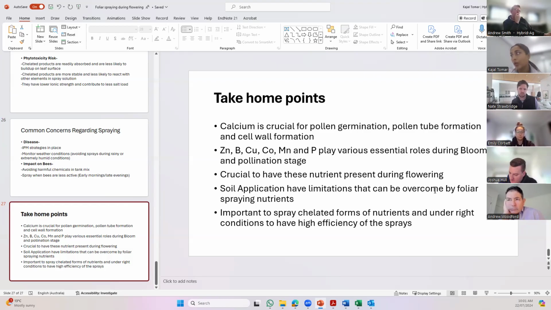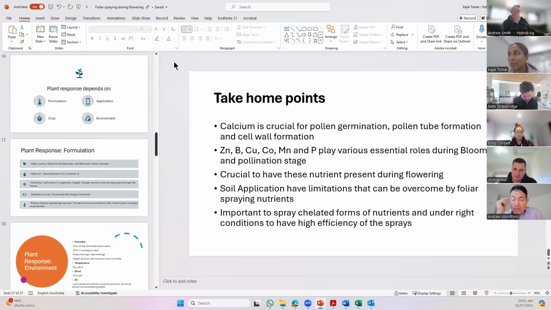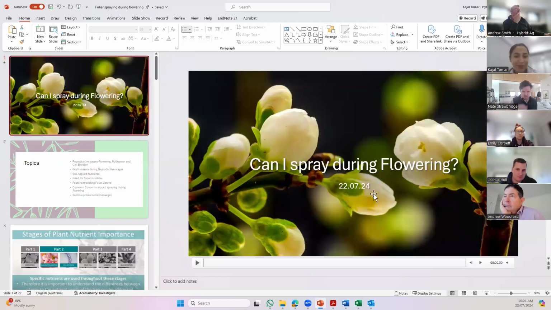So we can look into foliar applications to overcome some of those limitations from soil applications. So it's very, very important to look into spraying chelated forms of nutrients under the right conditions to have high efficiencies of these sprays. So to answer the question, should we spray during flowering? Hell yeah, let's do it.